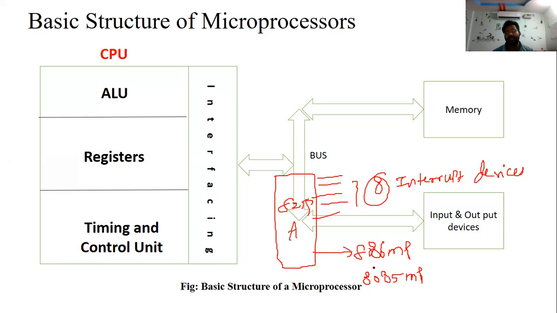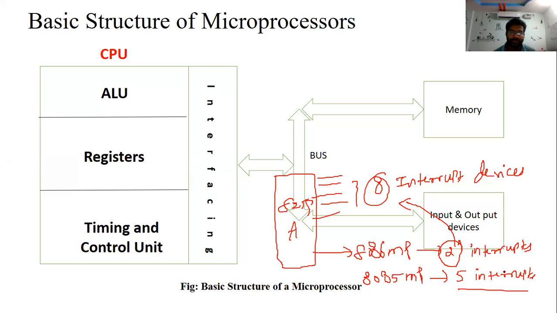Now see this: in 8086 we actually have only 2 interrupts. In the 8085 microprocessor we have 5 interrupts. When you require more interrupts for the devices, at that time you use this 8259A. The performance or ability of a microprocessor mainly depends upon the number of interrupts. The more interrupts, the more powerful the microprocessor.